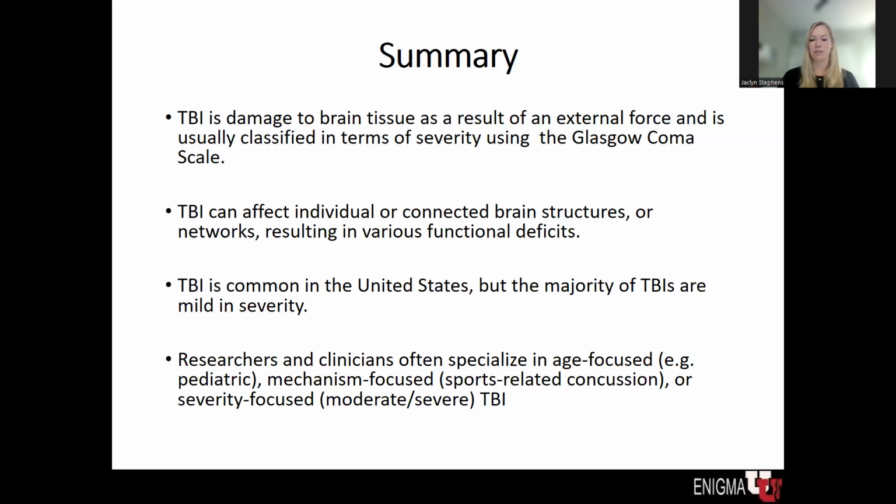Researchers and clinicians often specialize in an age focus, such as pediatric, or a mechanism focus, like sports-related concussion, as I just mentioned, or a severity focus, and they might be primarily working with people with moderate or severe injuries. You might also see people working with veterans or survivors of intimate partner violence. So there are likely to be additional presentations here at ENIGMA-U on these more specialized populations that are studied.